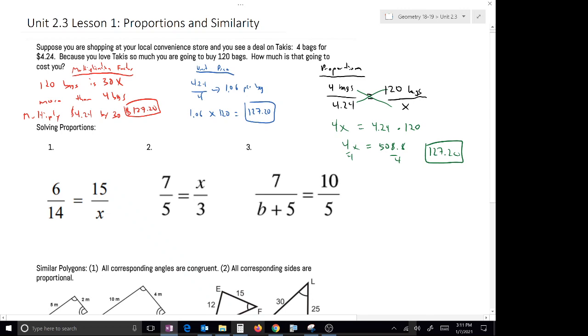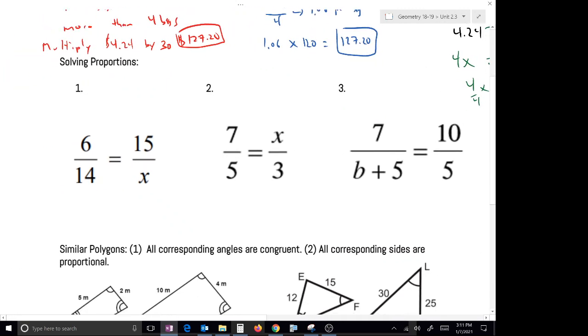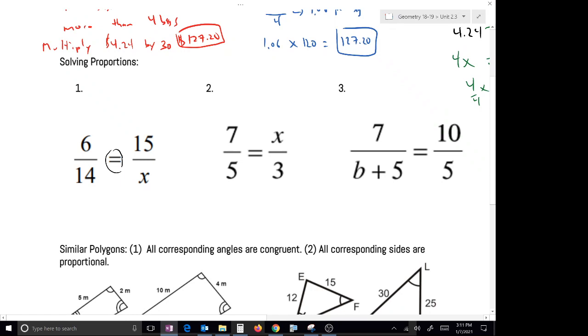So what I showed you there is cross multiplication, which is a shortcut to solving. Okay? And it only works if you have an equal sign in the middle. So do not try this if you have multiplying fractions. It only works if we're working with an equal sign, okay? Don't cross multiply if you're multiplying. So in other words, if you had 6 over 14 times 15 over x, do not cross multiply. That is not valid, that is not good. Okay, you have to have the equal sign.